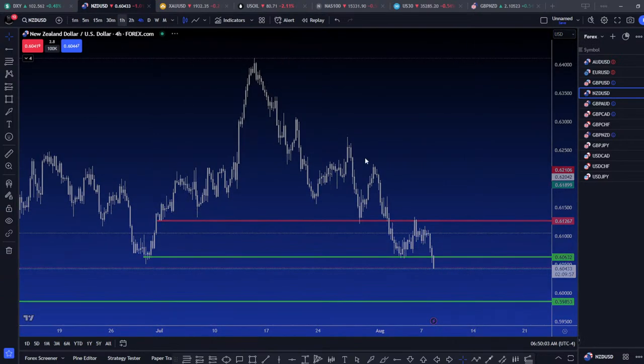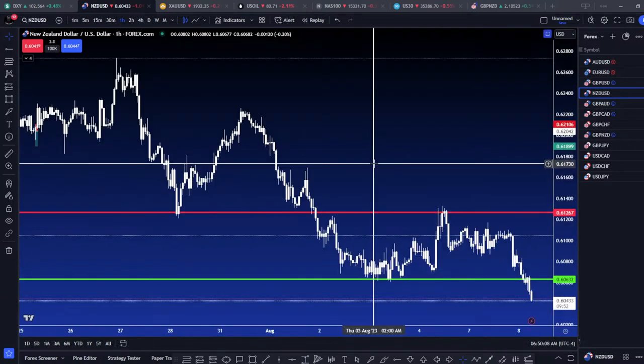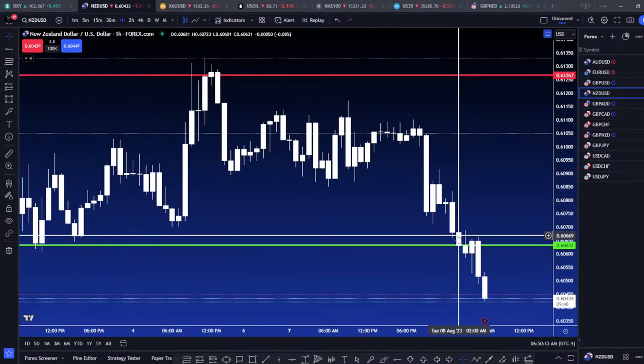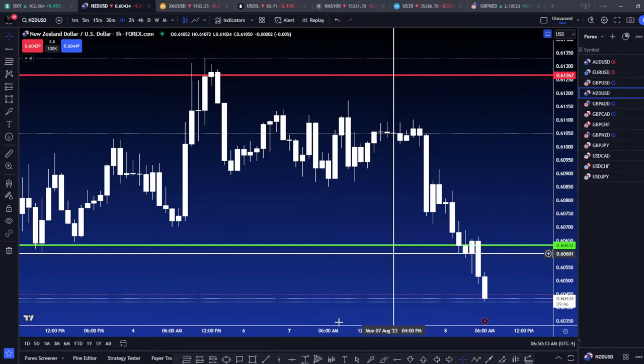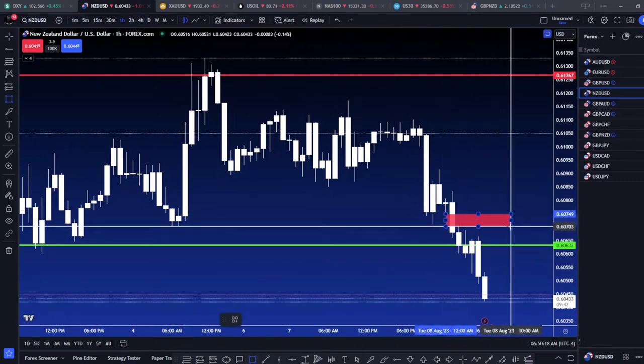Let's drop down a little bit and see, because we do have the break, but now we want to see the retest. So I'm looking for any potential areas. I do see that we have a fair value gap that sits right here.